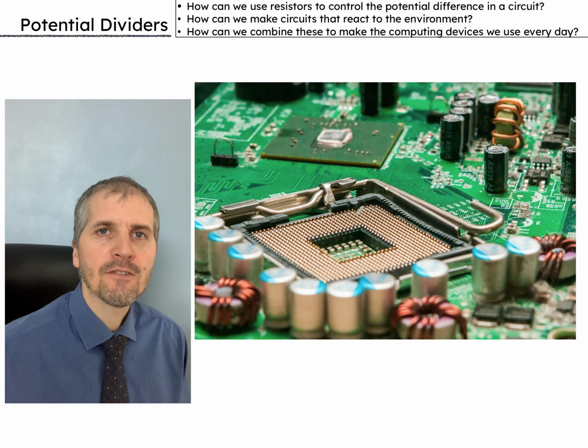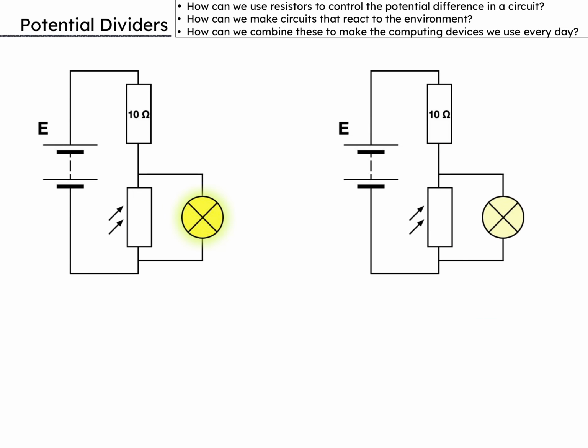In this wrap-up video for potential dividers, we're going to look at a couple of circuits and make sure we really understand what the LDR is doing. Let's start with circuits like this. If the surroundings are bright, the lamp is dim. And as the surroundings get darker, the lamp brightens up.